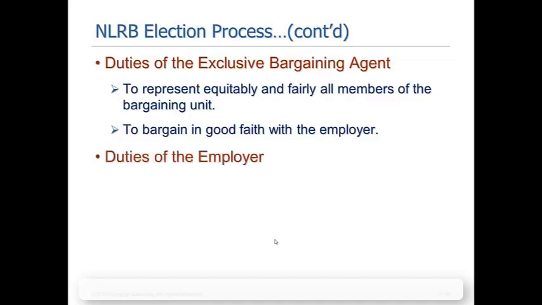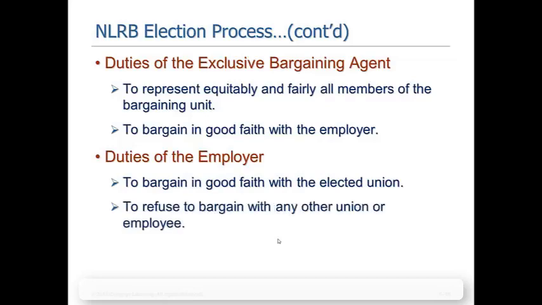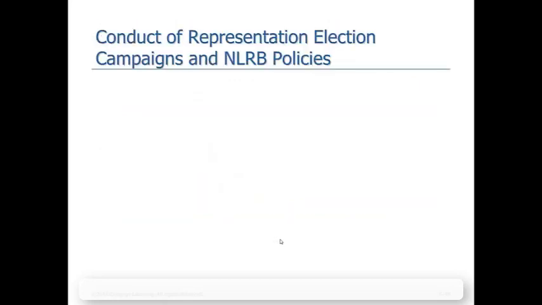The employer also has some responsibilities when this new bargaining unit and their bargaining agent is established. They also have to bargain in good faith with the elected union, and they have to also not bargain with any other union. Okay, maybe they favor a different union that didn't win the election. They can't bargain with that union. They have to bargain with the union that was elected by the employees.